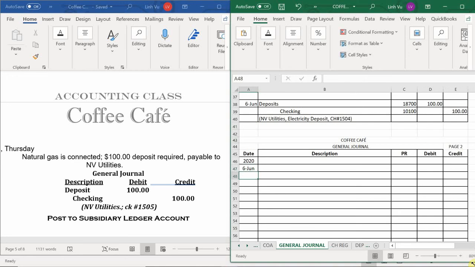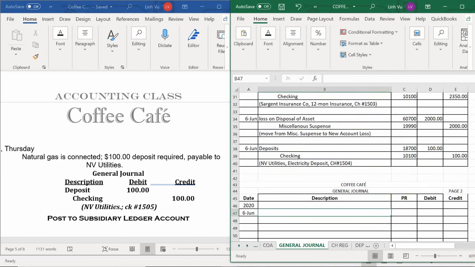So let's go ahead and enter this transaction in here, because it's D6. Again, we have a deposit. This is page two. We're on page 2 this time instead of the first one.